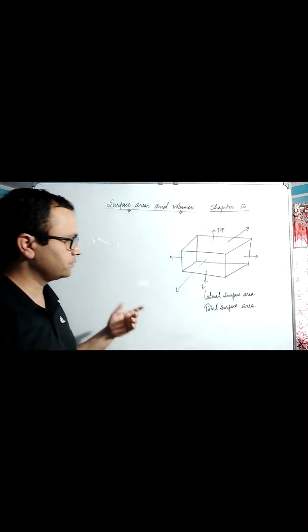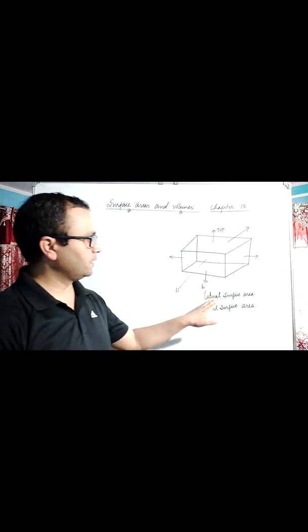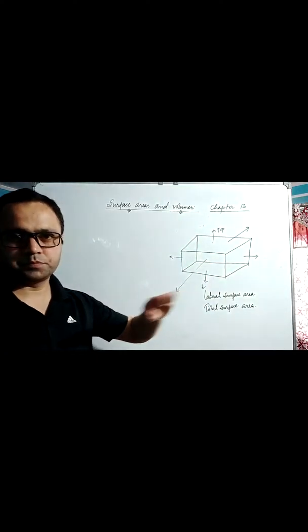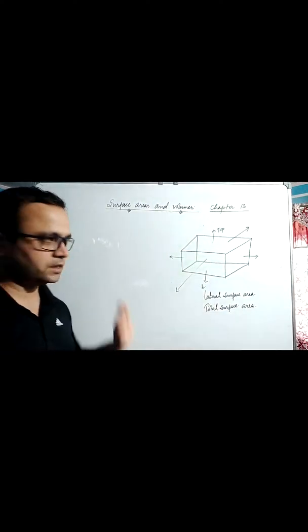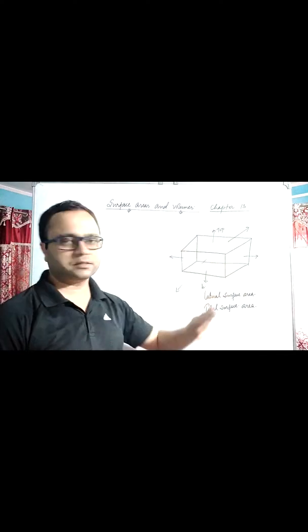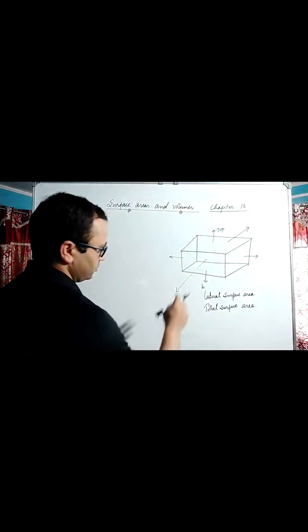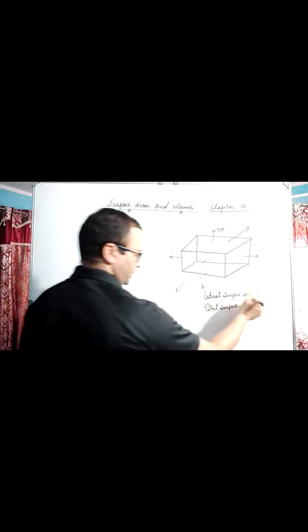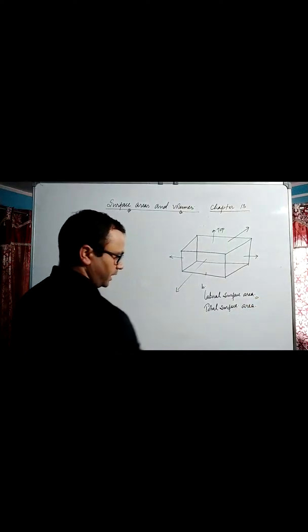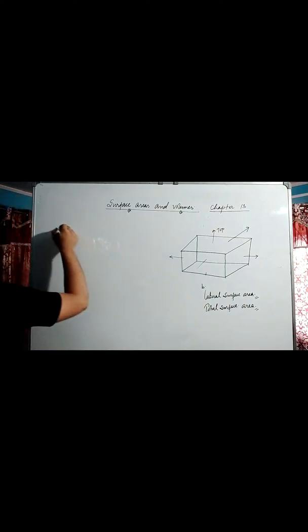Why do they have curved surface area, and why do cube and cuboid have lateral surface area? Because lateral means flat surface. So the cuboid has flat surfaces. There are 6 faces, and each face is flat. Now how to calculate the lateral surface area and total surface area of a cuboid?